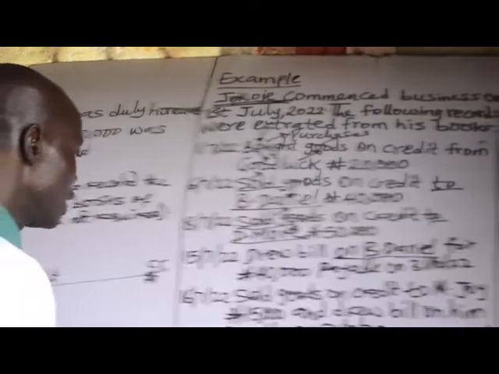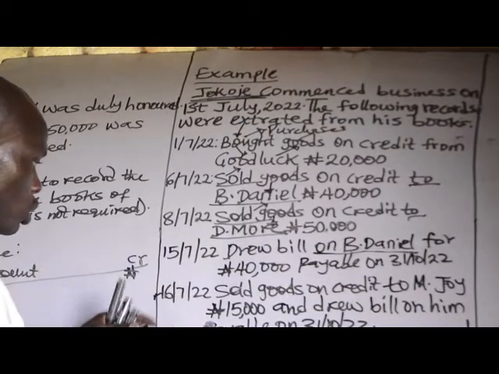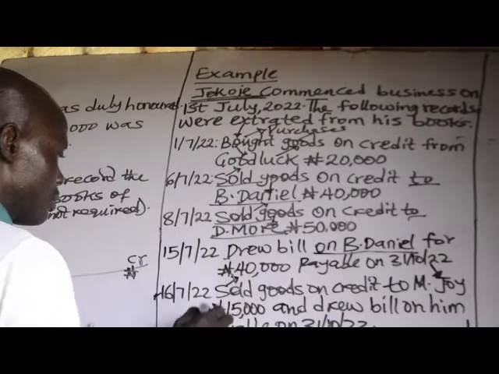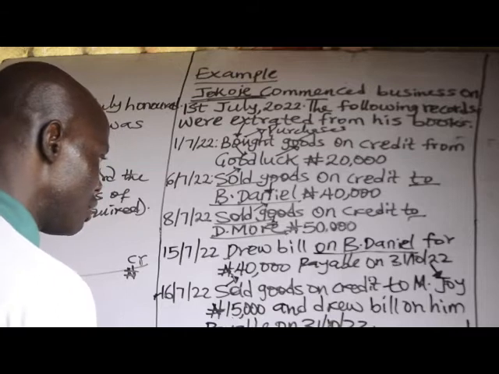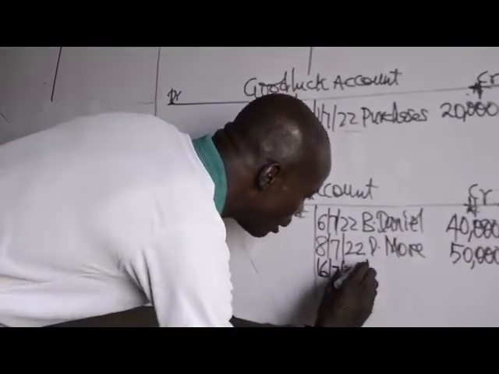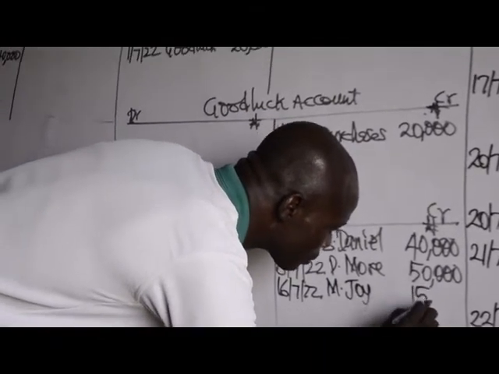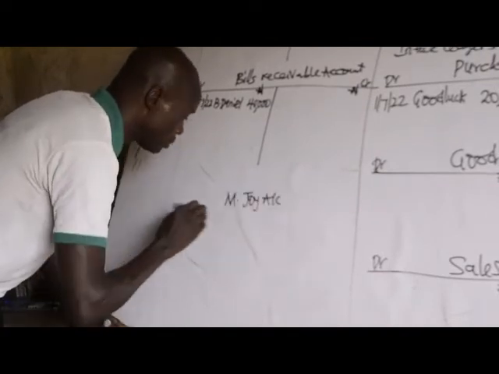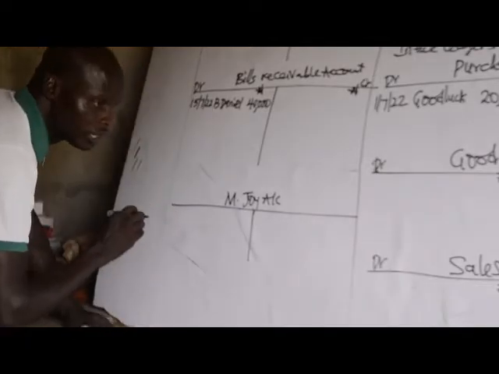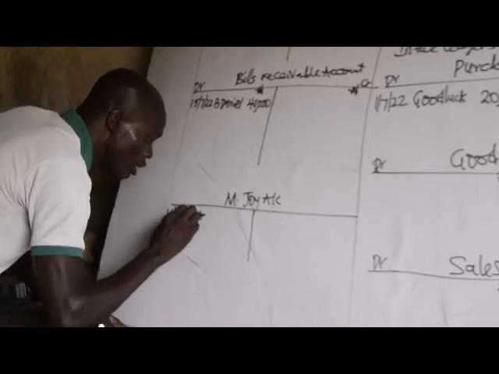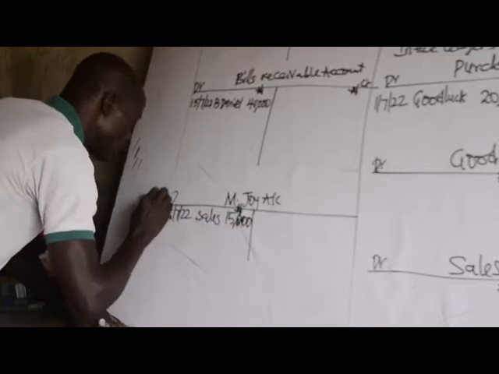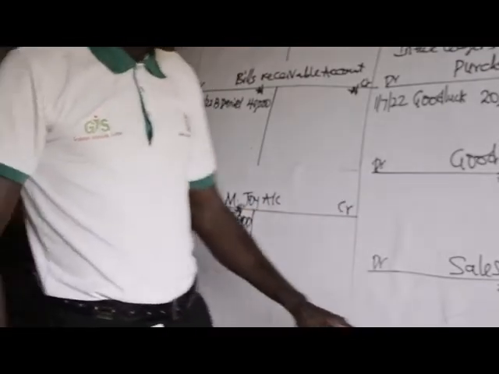Back to the question. On the 16th of July, sold goods on credit to M. Joy. M. Joy is the receiver. So you debit M. Joy and you credit sales. The amount involved is 15,000. We credit sales and debit M. Joy. 16th of July 2022, M. Joy, 15,000 naira. We debit M. Joy account. On the 16th of July 2022, we have sales of 15,000 naira. So you have debited M. Joy and the sales account is credited with the same amount.